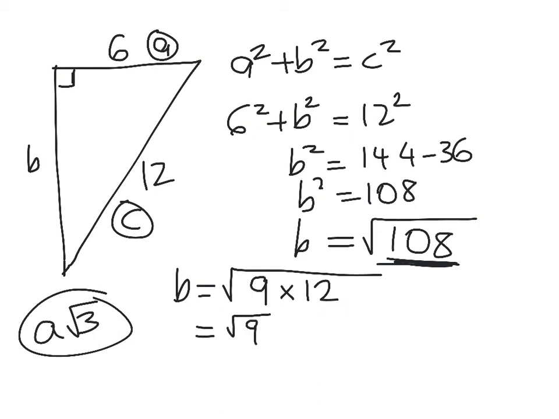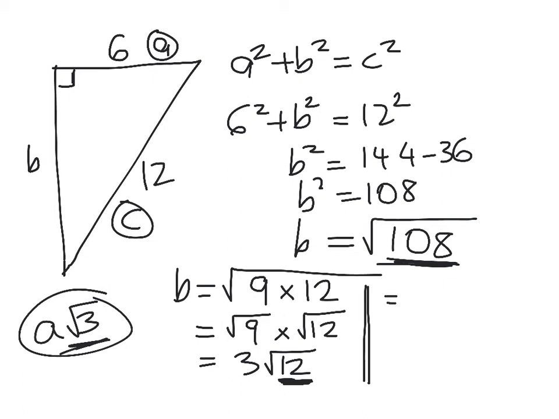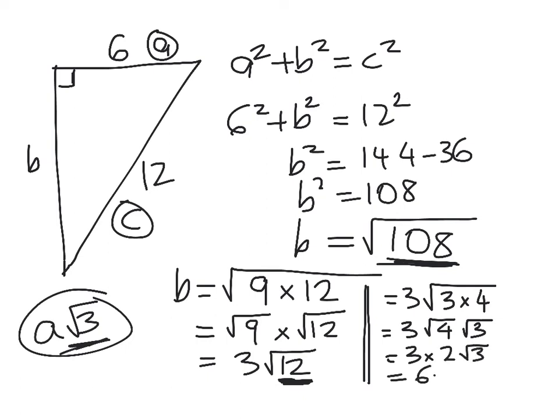That's the same as the square root of 9 times the square root of 12. So that's equal to 3 times root 12. Now, I want to end up with a root 3 and I've got a root 12. I can go further simplifying the square root of 12. So here I've got 3 times the square root of 3 times 4, which is 3 times the square root of 4 times the square root of 3. The square root of 4 is 2, so it's 3 times 2 root 3, or 6 root 3.